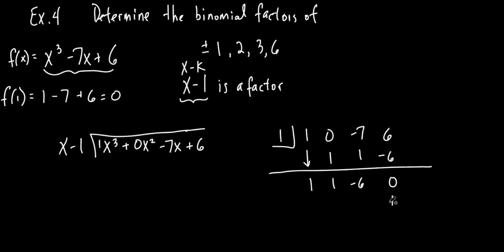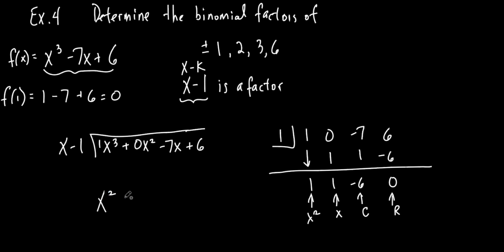So that's my remainder. This is my what? Constant. This is my x. This is my x squared. All right? So what's this equal to? This is equal to 1x squared, or just x squared.